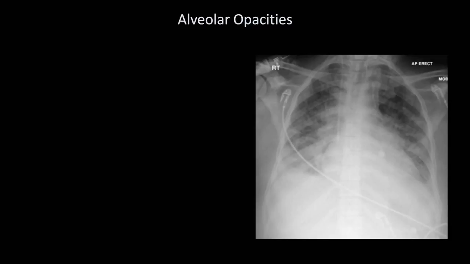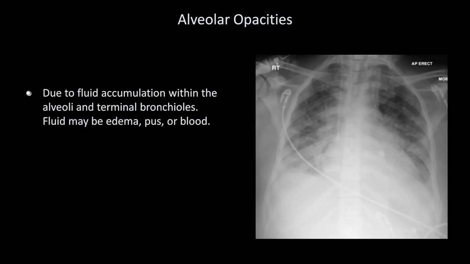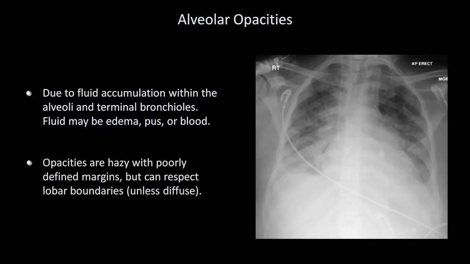Alveolar opacities are due to fluid accumulation within the alveoli and terminal bronchioles. This fluid may be edema, pus, or blood. Opacities are hazy with poorly defined margins, but can respect lobar boundaries unless diffuse. The differential diagnosis for most alveolar opacities can be divided into 2 main subtypes.